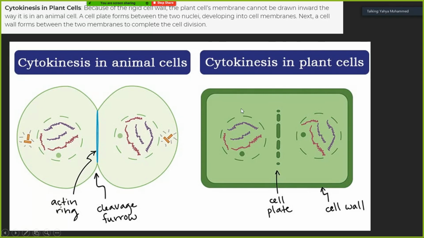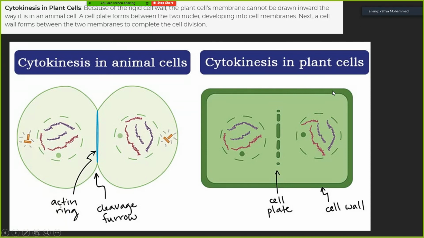So in plant cells, basically, a nucleus forms on each side of the old cell, and then it doesn't pinch off. Just in the middle, it starts to build another cell membrane and cell wall. That's called a cell plate initially. It doesn't pinch anything off. Everything moves to one side or the other side, and it starts to build another cell wall in the middle. All right.